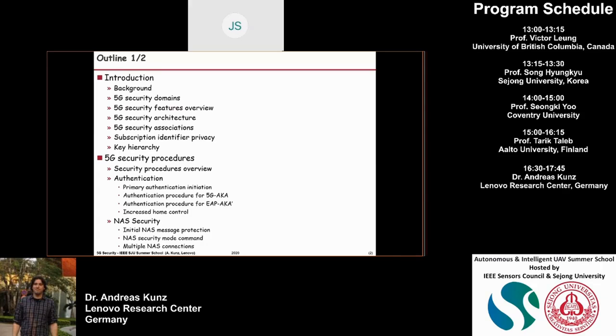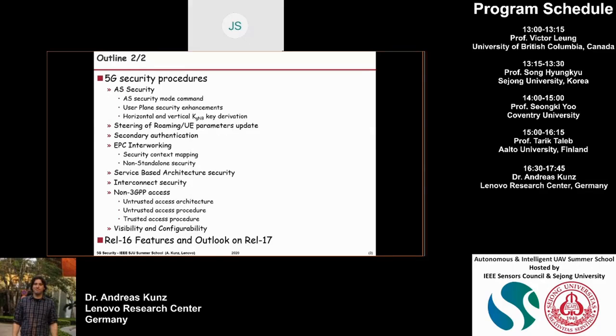I will give you a short overview of the procedures and how they relate to each other. So we will start with the authentication and the primary authentication with the two different procedures and methods specified. I will introduce to you the NAS security and with the new features of the initial NAS message protection and the multiple NAS connections. And then we will go to the access stratum security with the access stratum security mode command and the new user plane security enhancements.